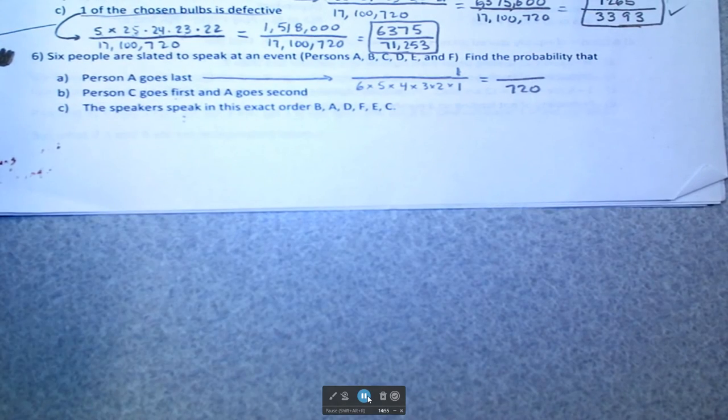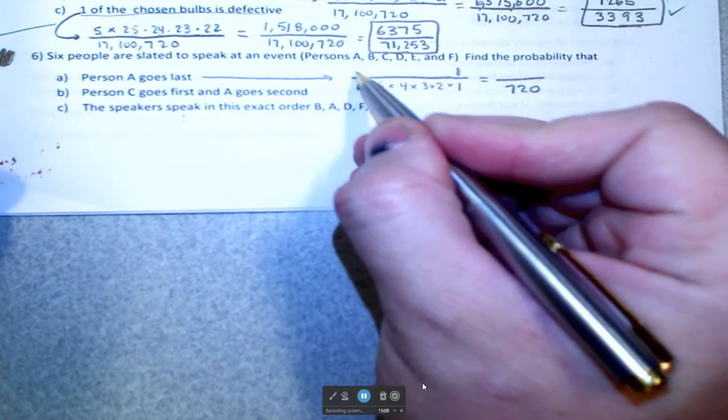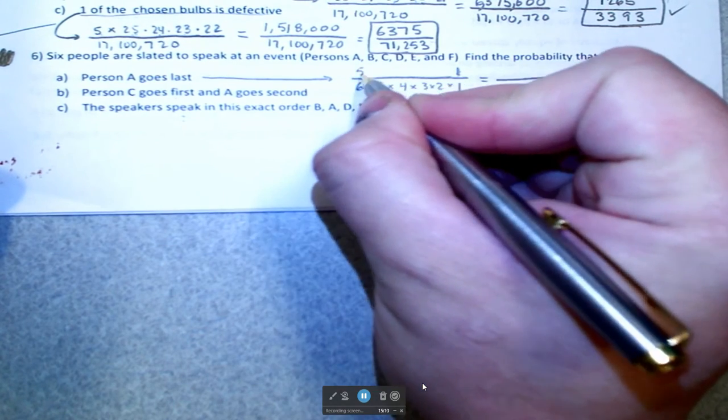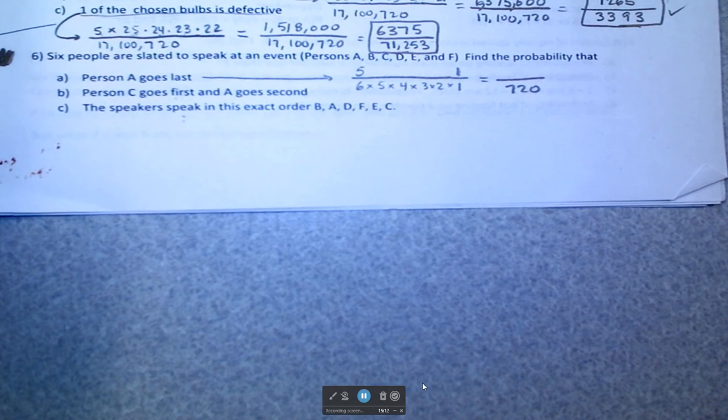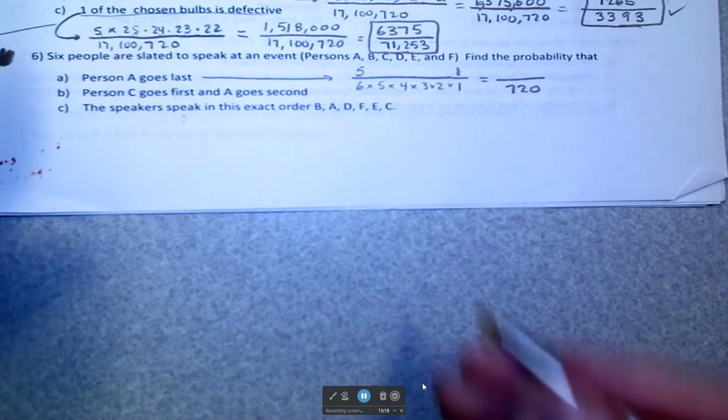Why? Person A has to go in that spot. So we do that first. He's last. Okay? Person A goes last. Now, if person A is last, how many choices do I have for my first spot? It's going to be 5. Why? Because person A is already out of the mix. Person A is last. I have 5 choices for that first spot.